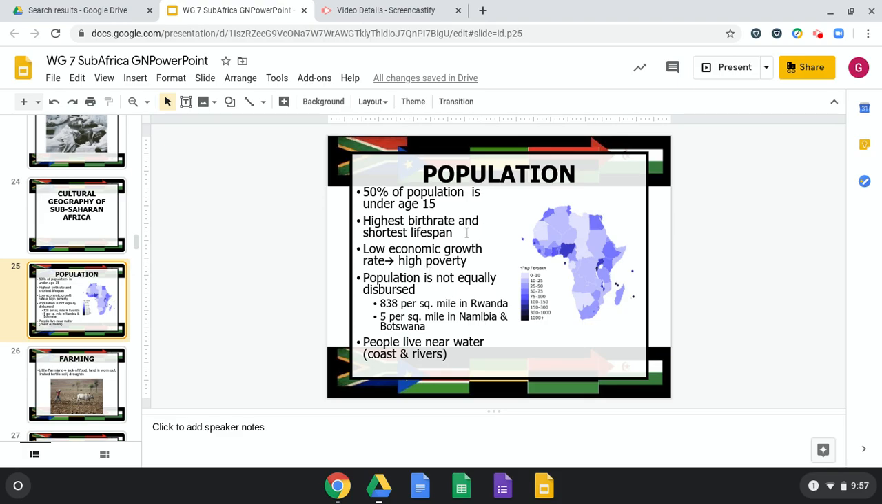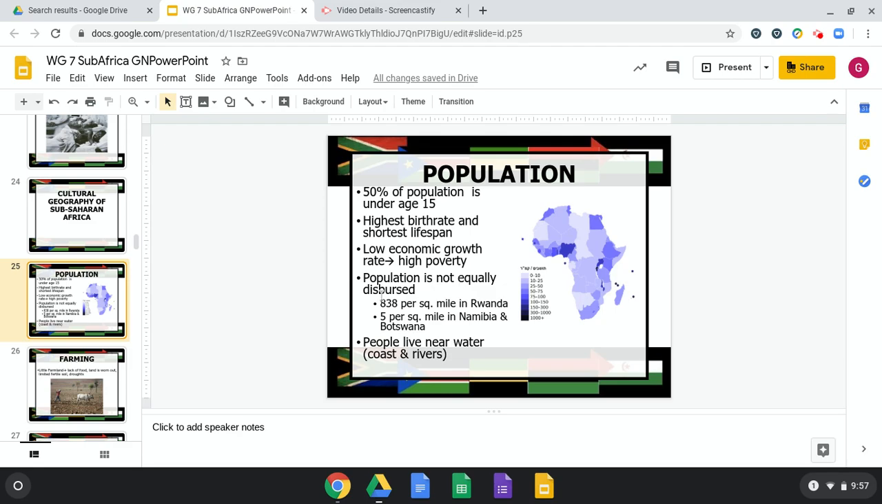Anyway, we're back up. They have the highest birth rate, so a lot of children being born, but at the same time, they have the shortest lifespan of any continent. So people are really not living past 50 years old or so because of the prevalence of disease, lack of healthcare, poor agriculture, those kinds of things. Low economic growth rate, high poverty, lots of poverty. It's really a problem for the majority of sub-Saharan Africa, unfortunately.